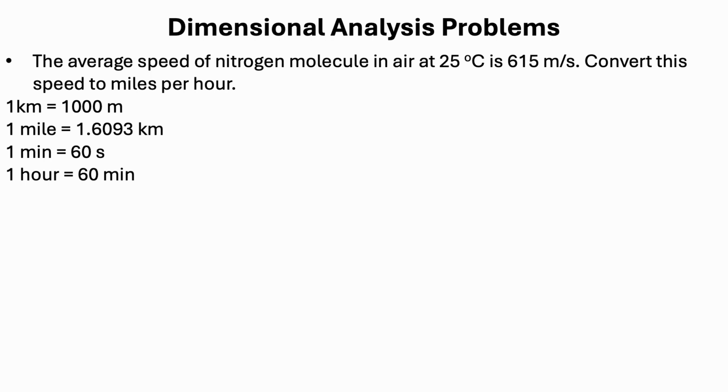Let's look at another problem. The average speed of a nitrogen molecule in air at 25 degrees C is 615 meters per second. Convert this speed to miles per hour. All the conversion factors are given here. In this calculation, there are 2 units you need to convert.